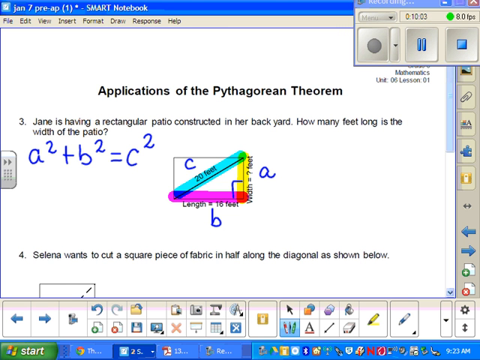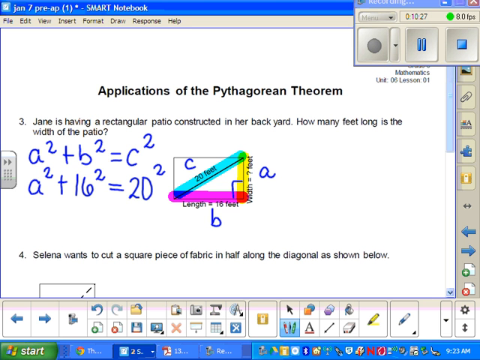So now B is 16, not B squared. So 16 squared would be our B squared. And A, we don't know. That's what we're looking for. So we're going to leave that as A squared when we're plugging it into our formula. And then C is 20. So when we put in our formula, we have to have 20 squared.